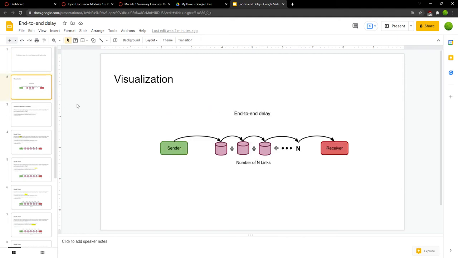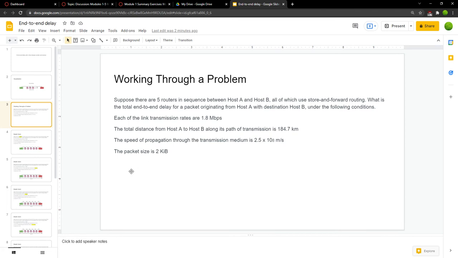First, we have to know what we're dealing with. Here we can see that there is a sender trying to send a packet to a receiver, but there are N links between them, which use the store and forward method to either get to the next link or their end goal, the receiver. Let's work through a problem.